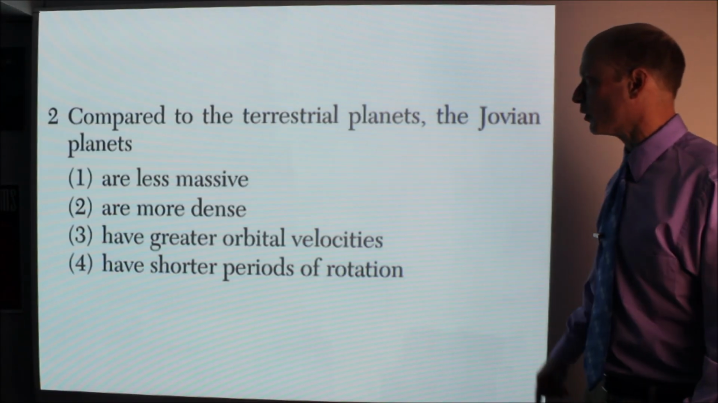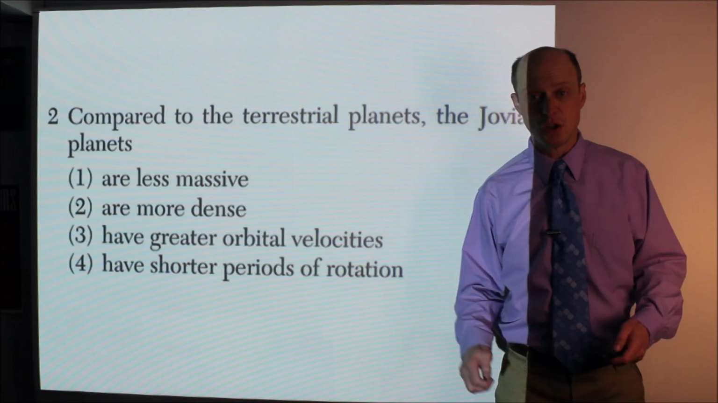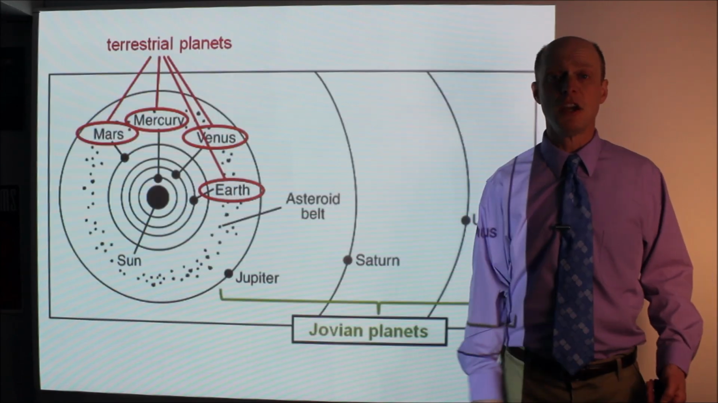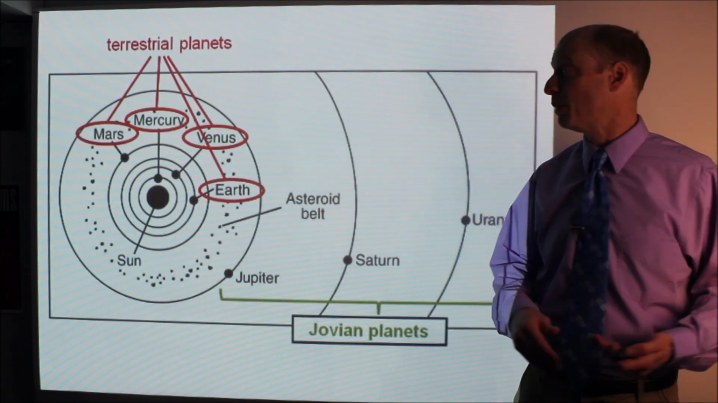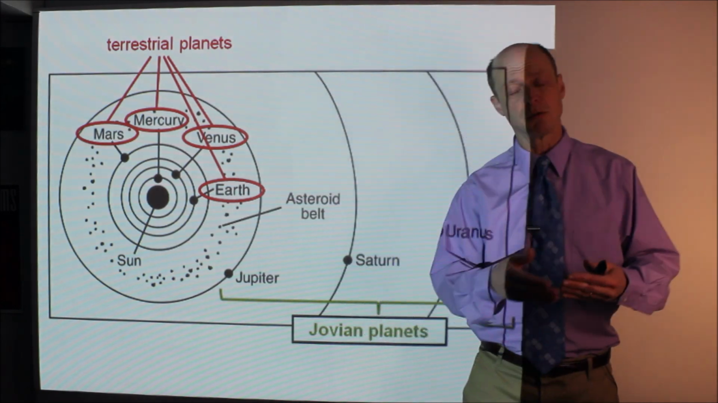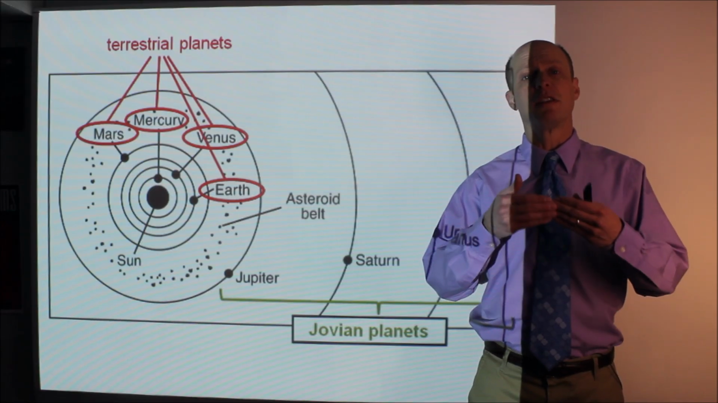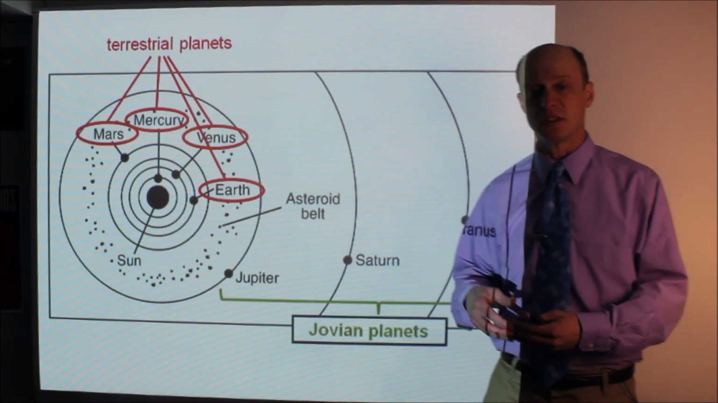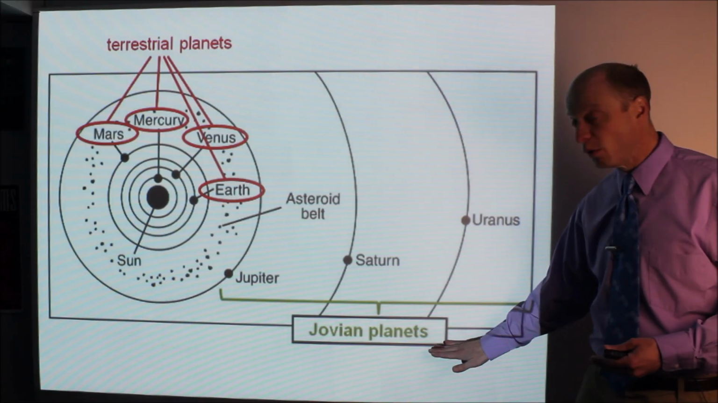Number 2, here we go. Compared to the terrestrial planets, the Jovian planets, and here are your choices. First off, you need to know what is meant by the term terrestrial planets and Jovian planets. Well, terrestrial means Earth-like. They are the 4 inner planets. They have rocky surfaces. The outer 4 planets are called the Jovian planets.